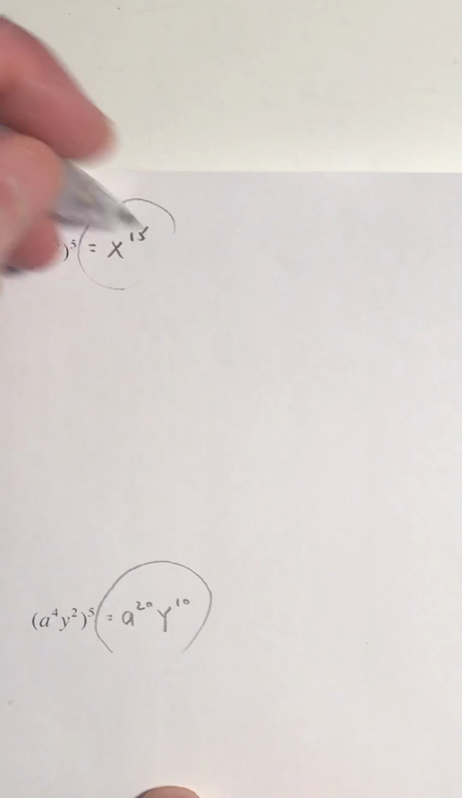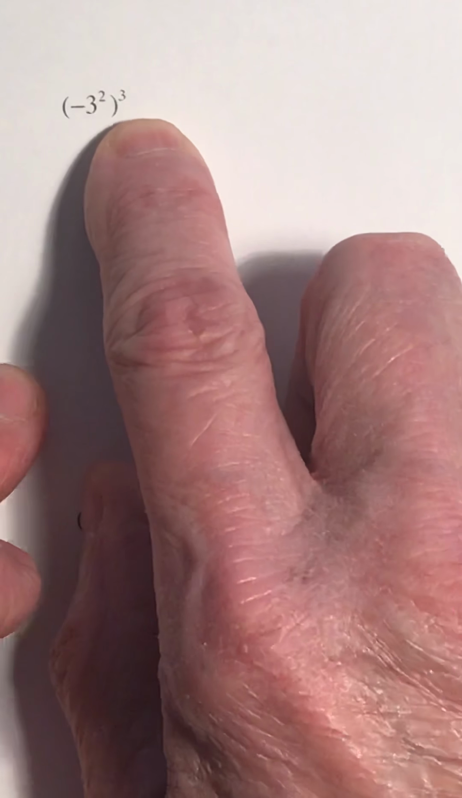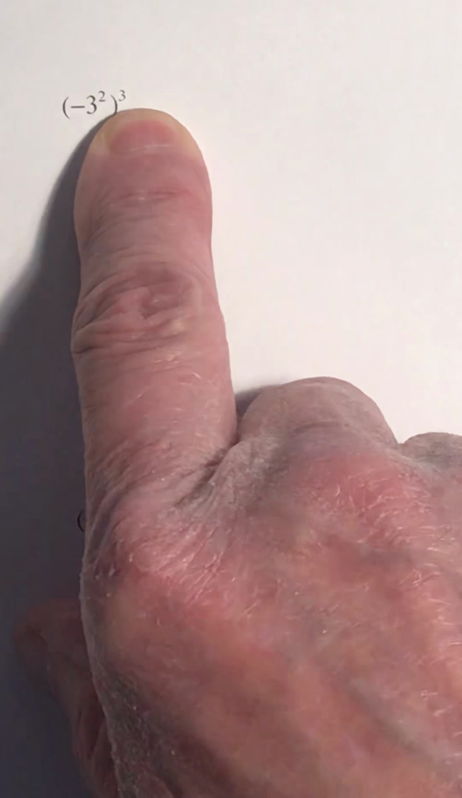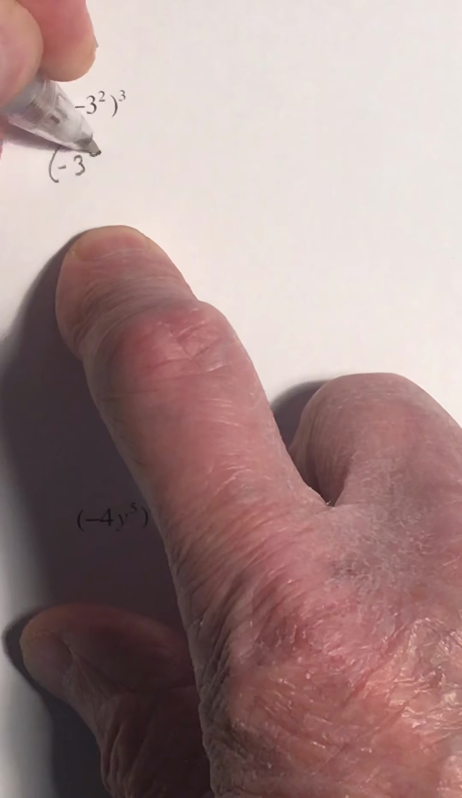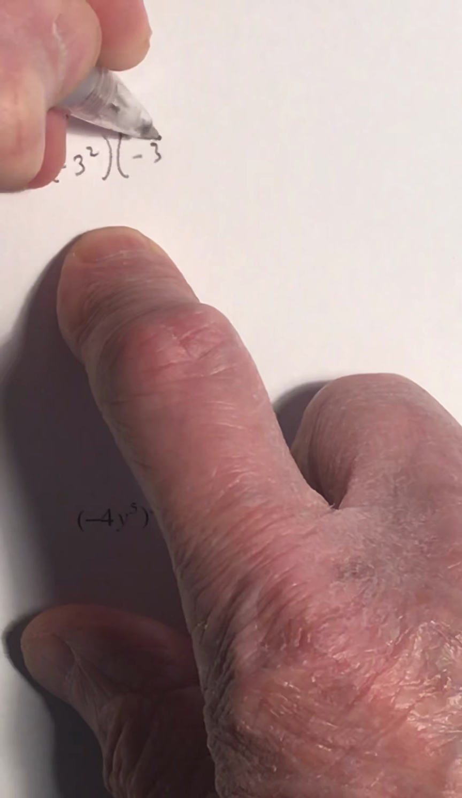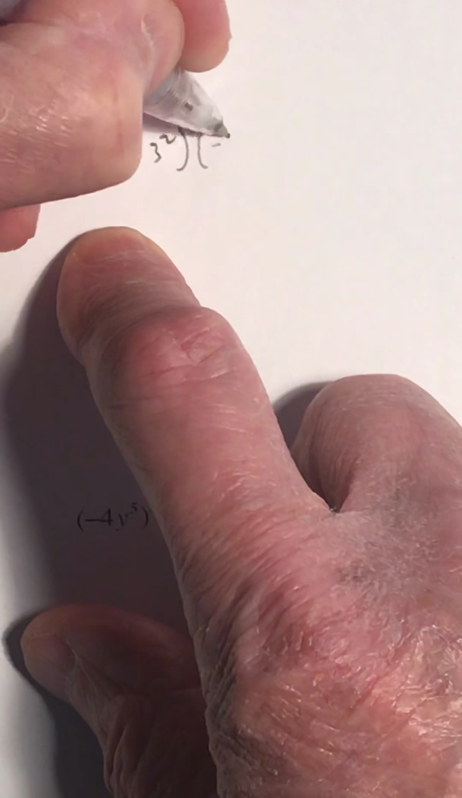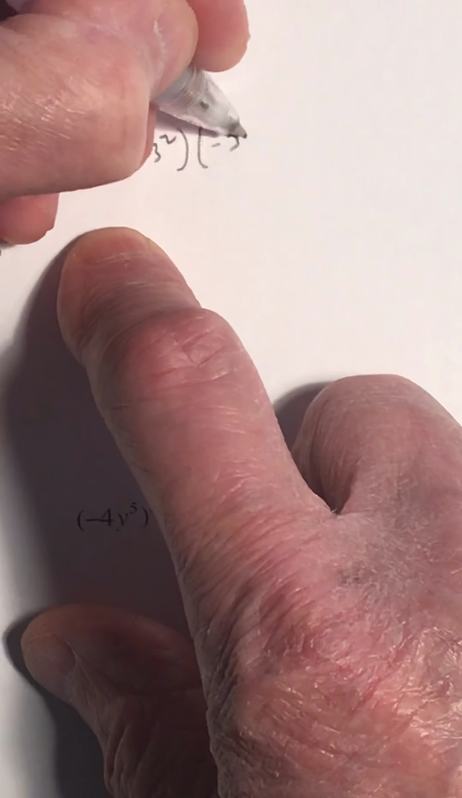Let's go back and circle that. Now here, this needs a little more explaining. Let me zoom in just a tiny bit. The little 3 on the outside is telling us you got this times this times this.